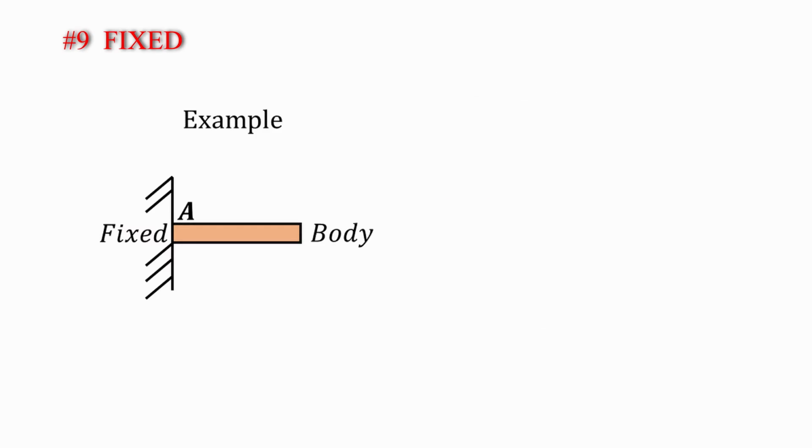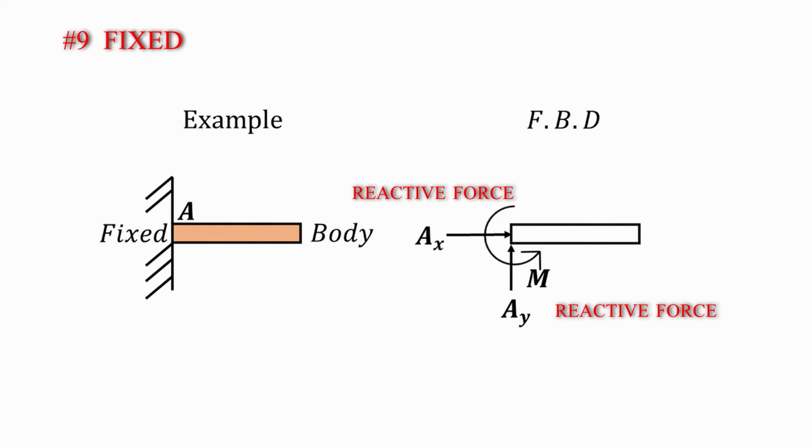Number 9, fixed. There are 2 reactive forces, the same as they are in the pin or hinge case. And there is one moment about the z-axis. At this point, just draw a circular arrow in the counterclockwise direction to represent the moment. We will handle it later when I introduce equilibrium conditions in a future episode.